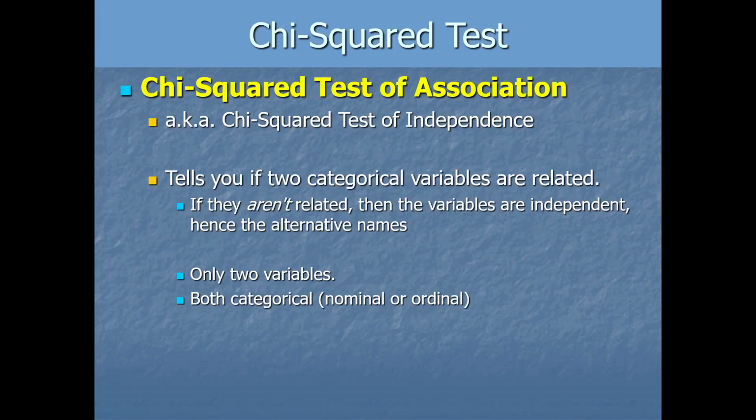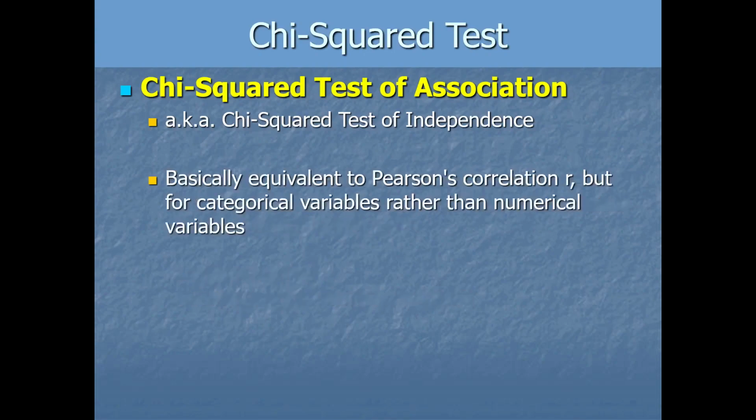Whether that's nominal categories or maybe on the ordinal scale of ranked categories. So basically, it is equivalent to the test that we do with Pearson's correlation coefficient, where we get an R value, but now we're doing it for categorical variables rather than numerical variables. So we need a slightly different test.